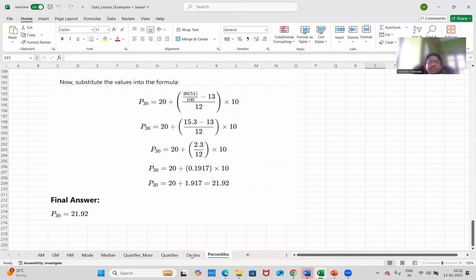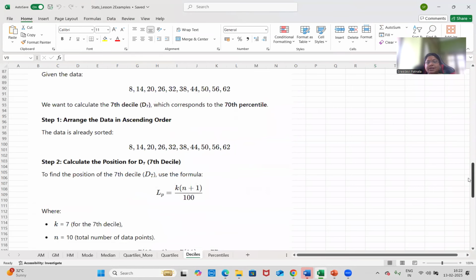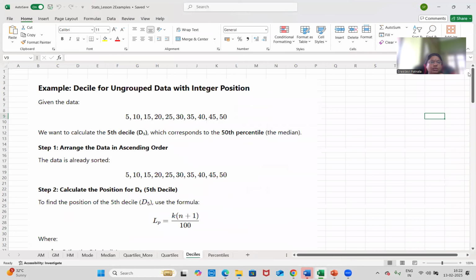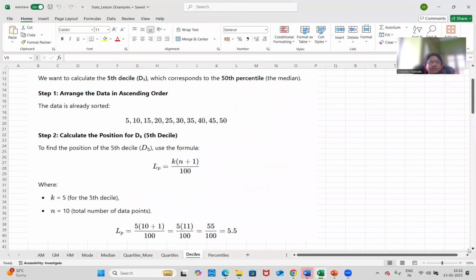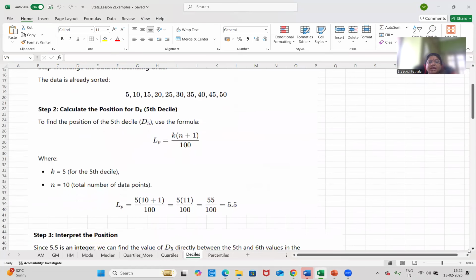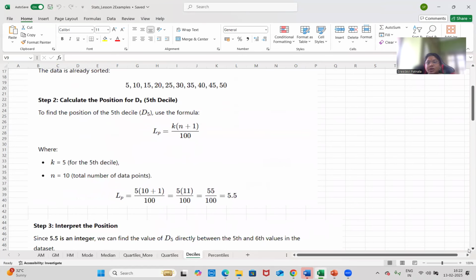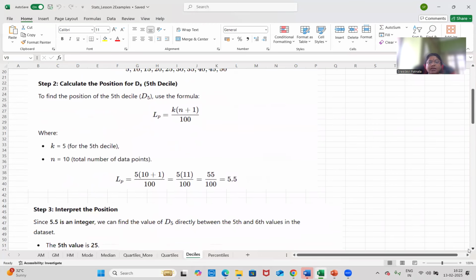So deciles for grouped data and ungrouped data will be covered in this. Deciles for the ungrouped data: the data set is given, and it is asking for the 50th percentile, which is the median. Arrange in ascending order and pick the D5 value. D5 means K becomes 5, and with the formula K into N plus 1 by 10, calculating the position gives 5.5.